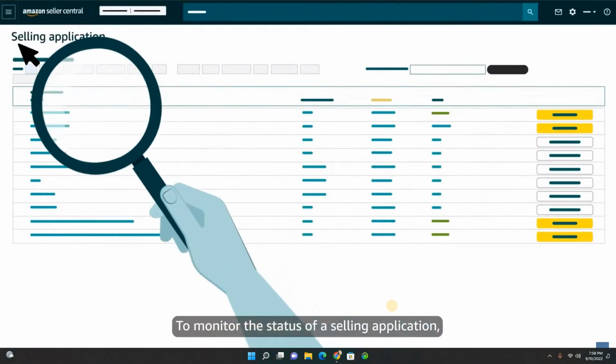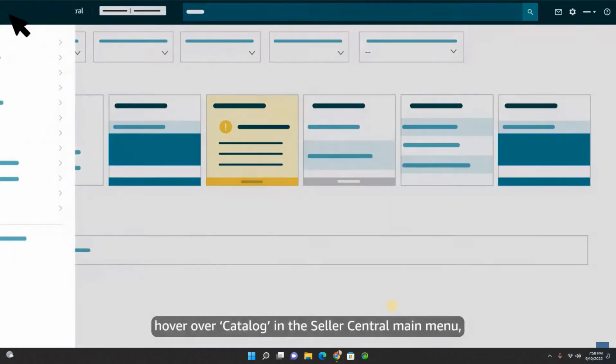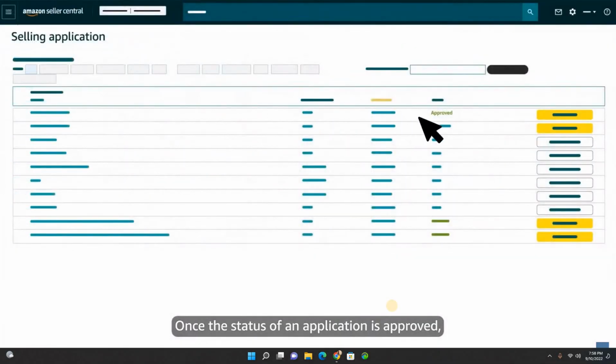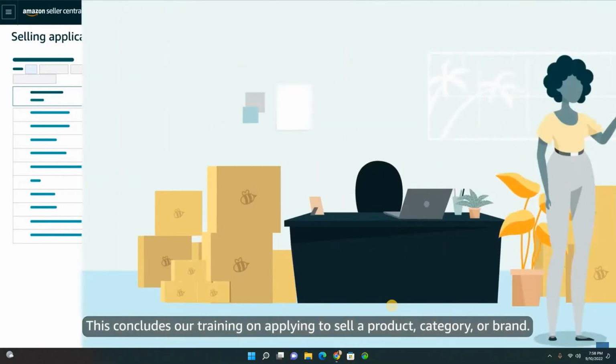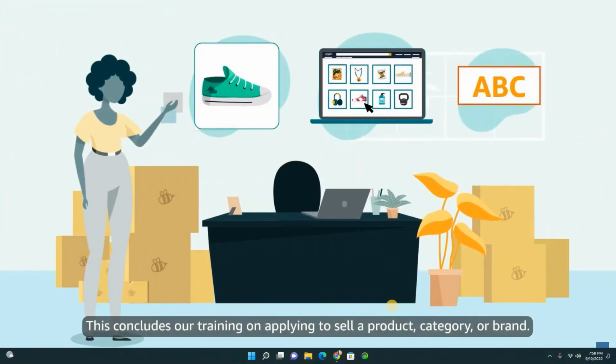To monitor the status of a selling application, hover over Catalog in the Seller Central main menu and then click View Selling Applications. Once the status of an application is approved, click the List Products button to start adding products to your inventory. This concludes our training on applying to sell a product, category, or brand.